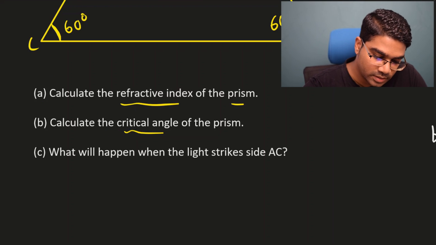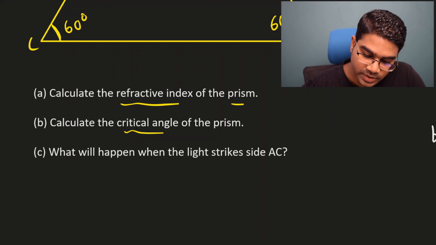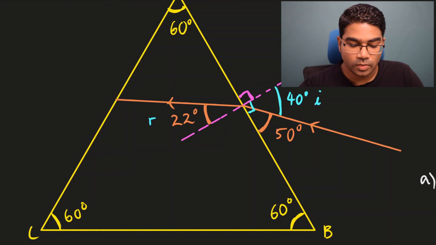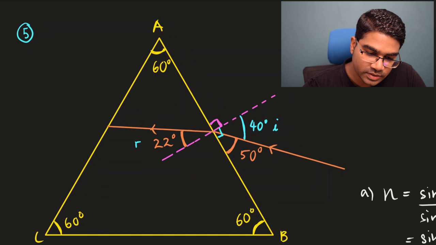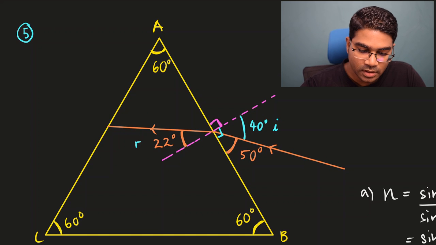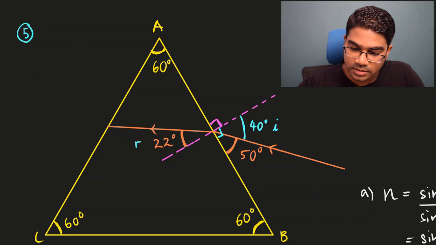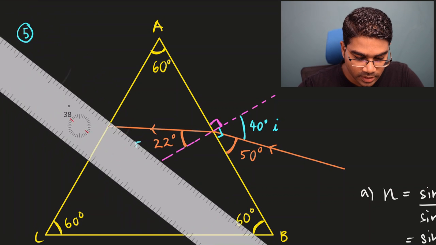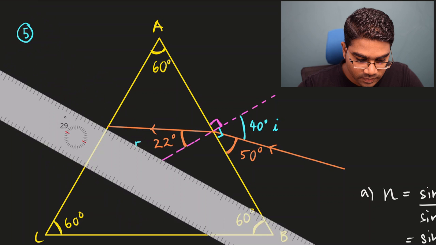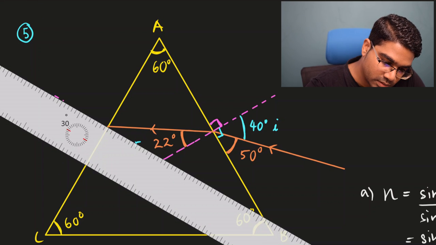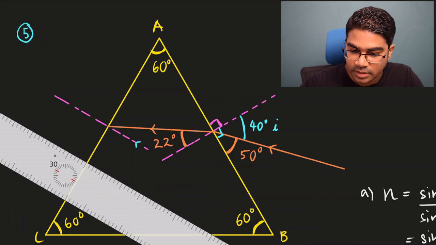Now we can answer C. What will happen when light strikes side AC? So we are talking about the ray of light. What happens after it strikes AC? Now we have to first find out our angles. Without the angles, we cannot do anything. So let's look at this. First we have our normal. Let's draw our normal. This is the normal.